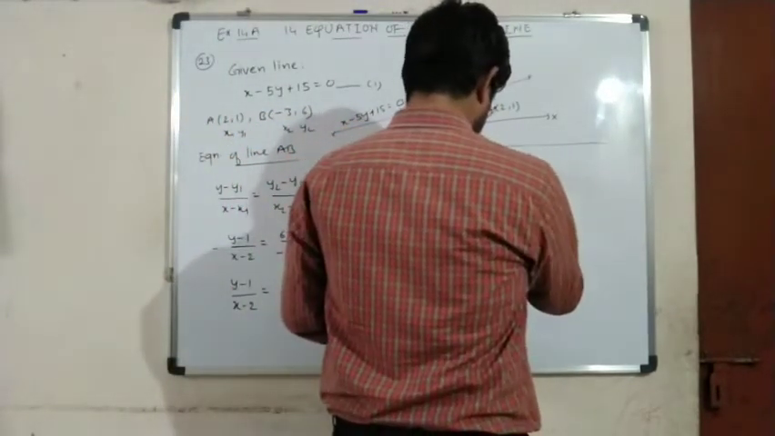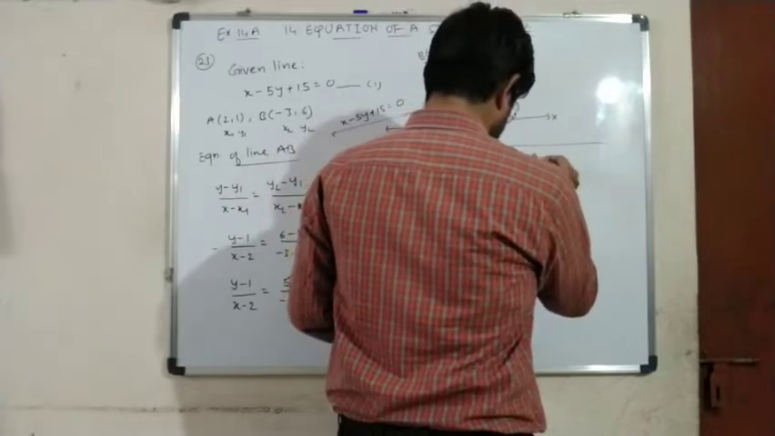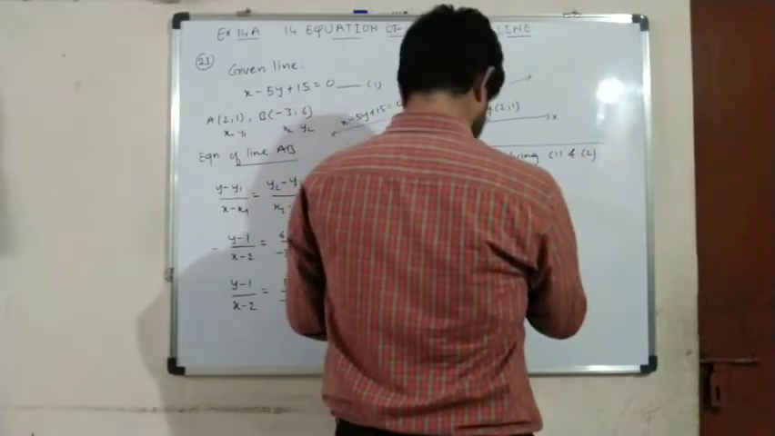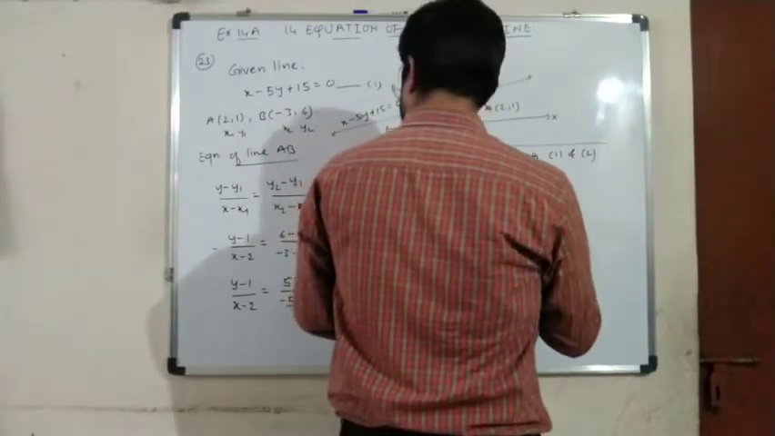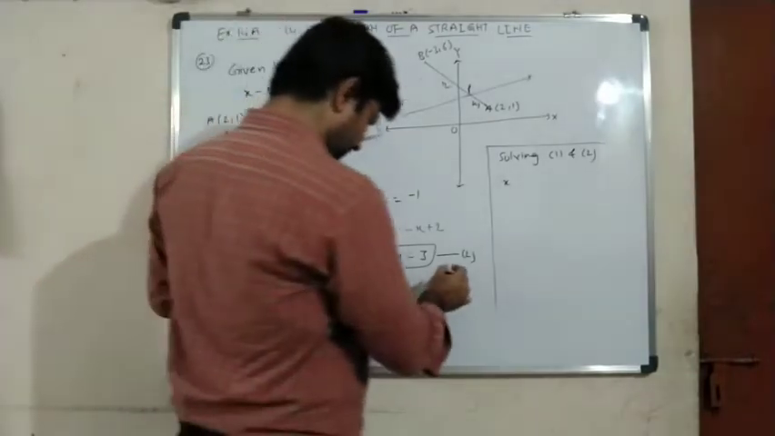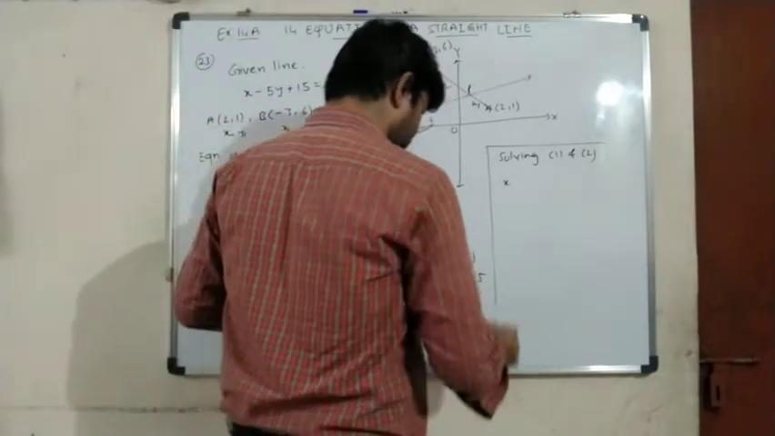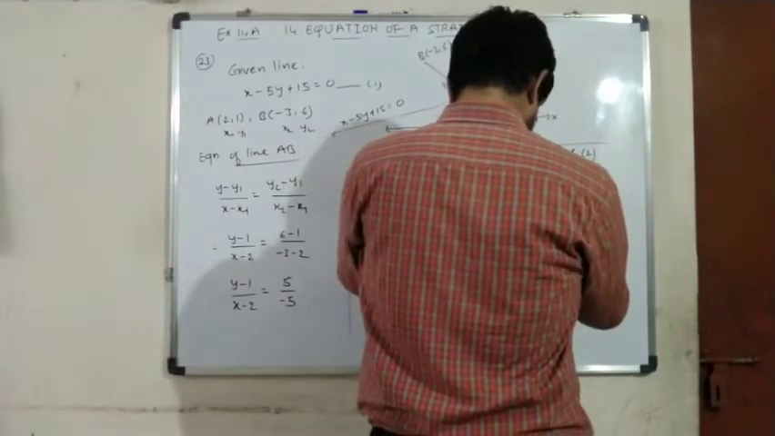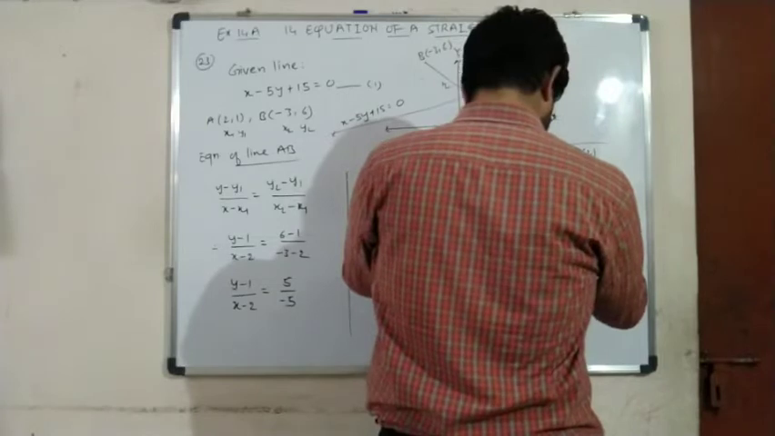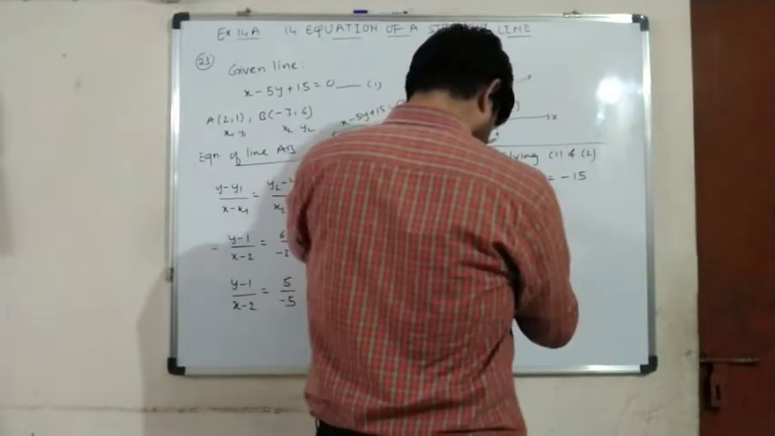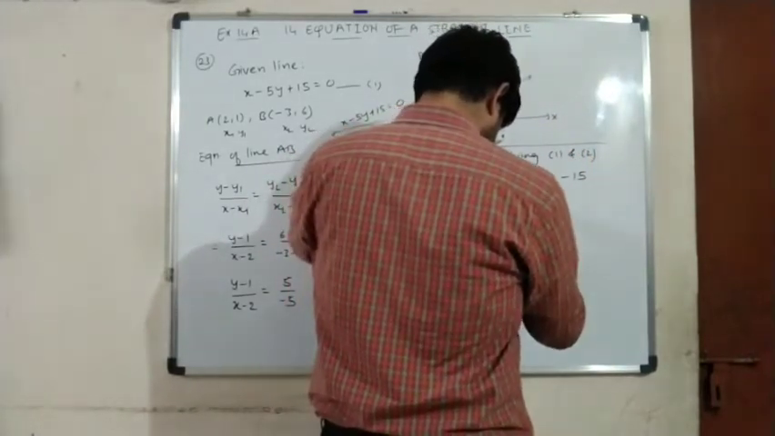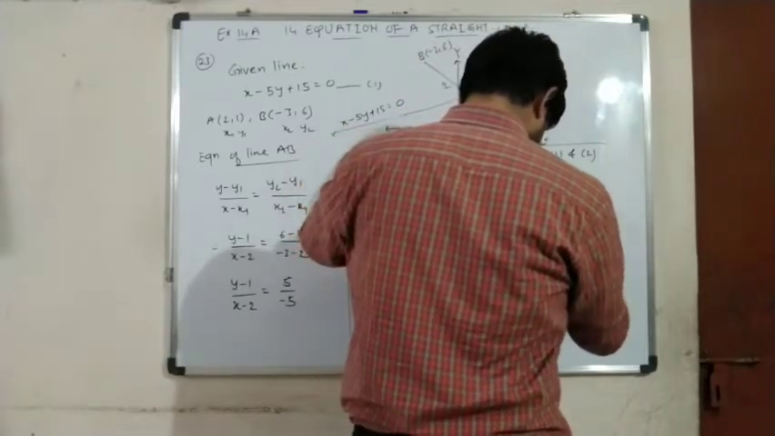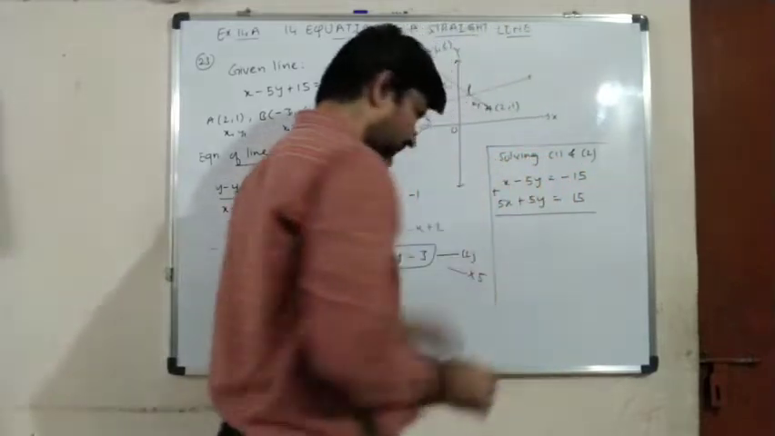So solving equations 1 and 2, we have x. Now the second equation we will multiply by 5. So the first equation as it is, x minus 5y is equal to minus 15, and 5x plus 5y is equal to 5 3s are 15. Let us add the two equations.